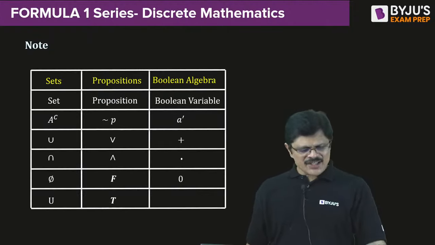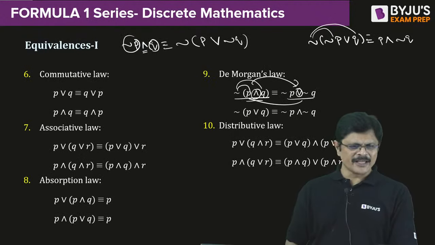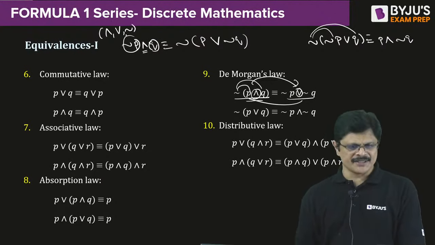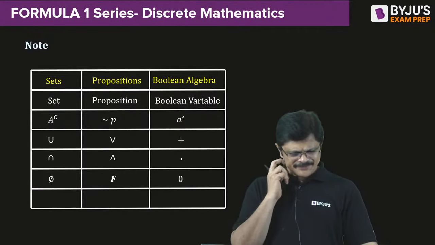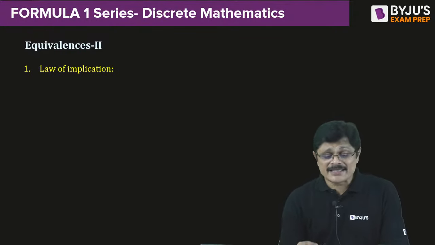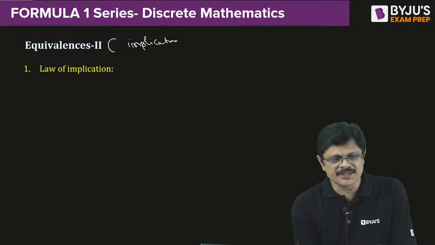So these are the first set of equivalences, equivalences involving AND, OR and negation. Now comes the second set, equivalences involving implication.